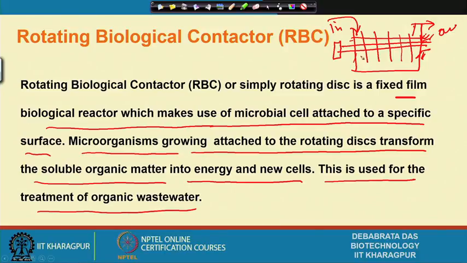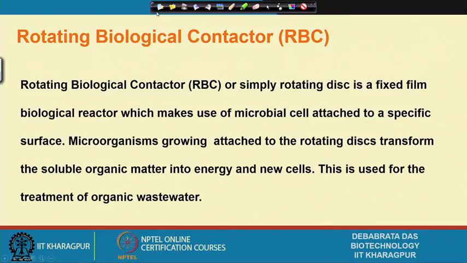When it rotates, this circular disc, when immersed in the water, will touch the surface of the liquid. So, it has the wetted surface. On the wetted surface, the cell will be immobilized, and the organic material present in the liquid will be utilized by this cell and produce the cell mass, carbon dioxide and other compounds. So, some kind of degradation of the organic matter will take place.